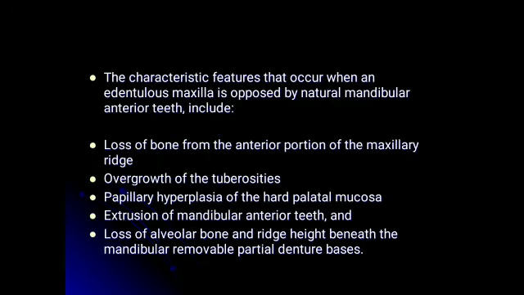The characteristic features that occur when an edentulous maxilla is opposed by natural mandibular anterior teeth include loss of bone from the anterior portion of the maxillary ridge, overgrowth of the tuberosities, papillary hyperplasia of the hard palate mucosa, extrusion of anterior teeth, and loss of alveolar bone and ridge height beneath the mandibular removable partial denture base.